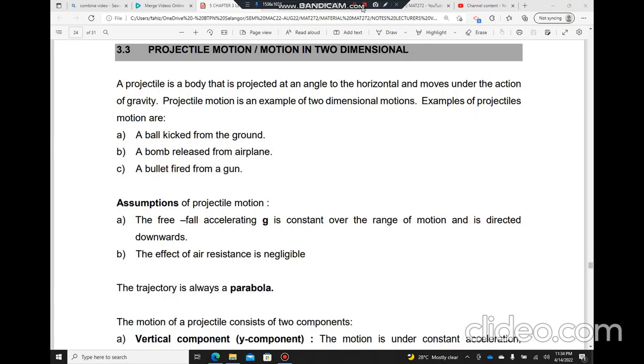from a gun. Okay, so sebenarnya untuk 3.3 ni, dia ada pergerakan juga, dia ada motion, cuma beza dia ada sudut ataupun angle, and then dia dalam bentuk two dimensional. So dia beza sikit je daripada yang sebelum ni.